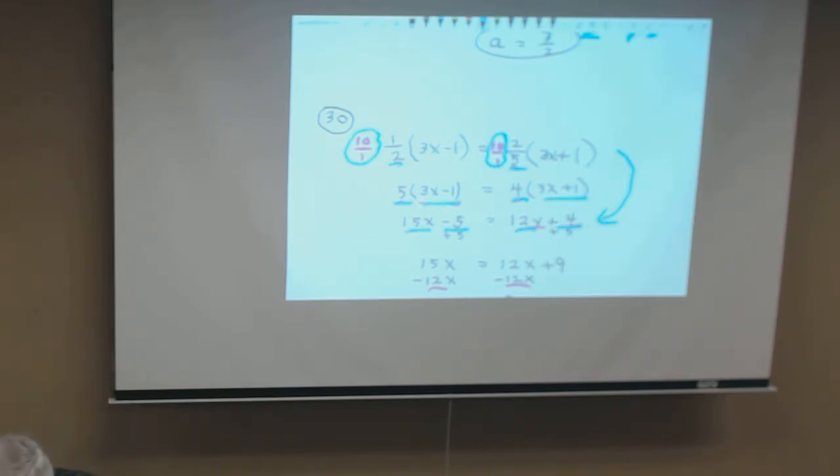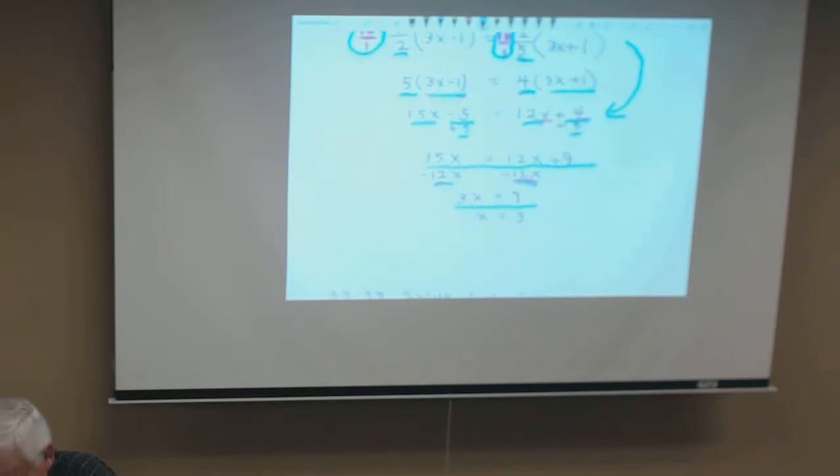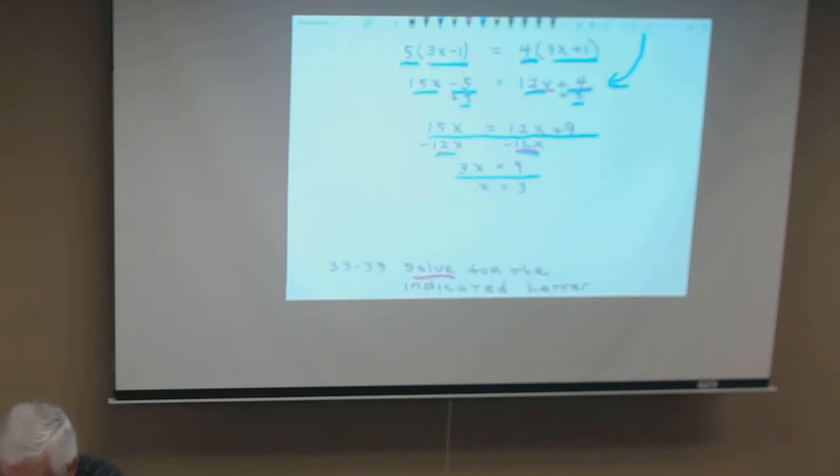So I go, well, then add 5 to both sides. And then I come up with 15x equals 12x plus 9. Then I subtract 12x from both sides, and I end up with 3x is 9, and I'm just about home. Undo multiplication by division. And I guess I should erase this here. And go divide by 3, and I get x equals 3. Everybody see what's going on?